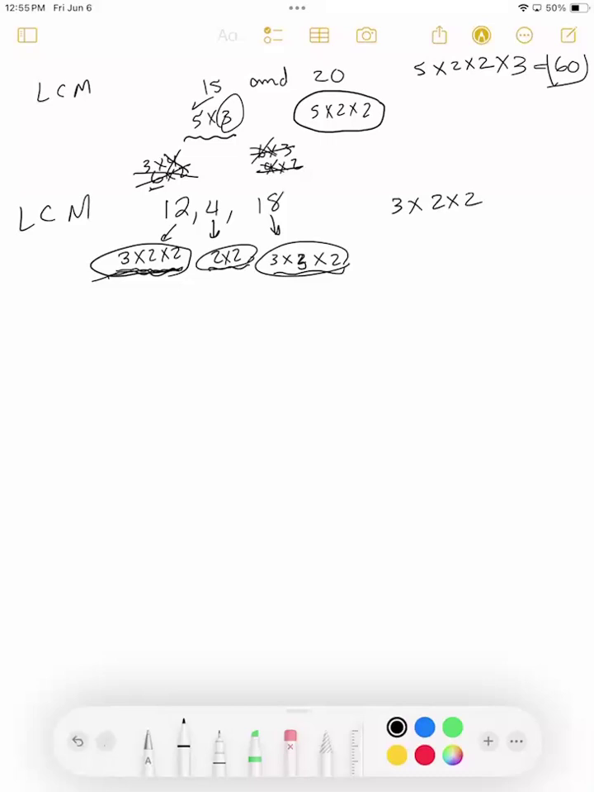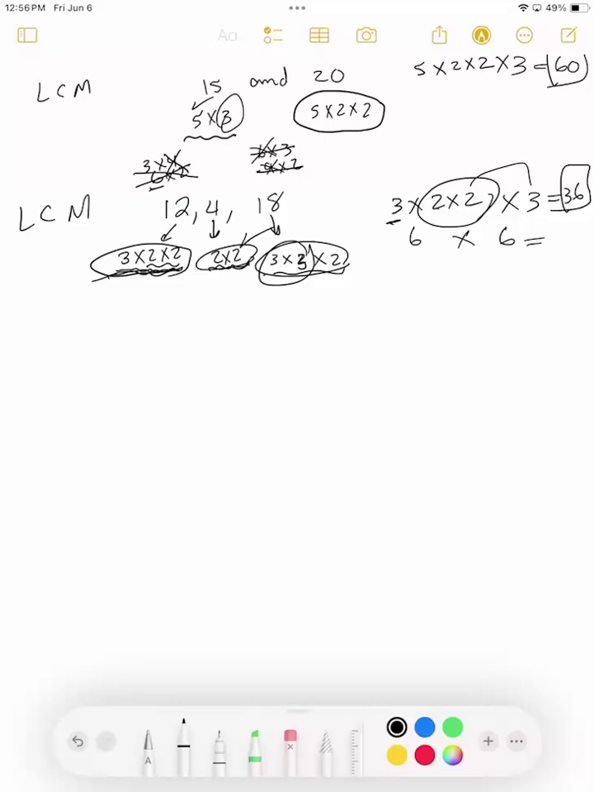So I have 2 2's here. I have 2 2's here, right? So that's checked. Here I have 2 3's, but 1 3 here. So I need one more 3. So then the answer is 3 times 2 is 6. 3 times 2 is 6. 6 times 6 is 36. So 36 is the answer.